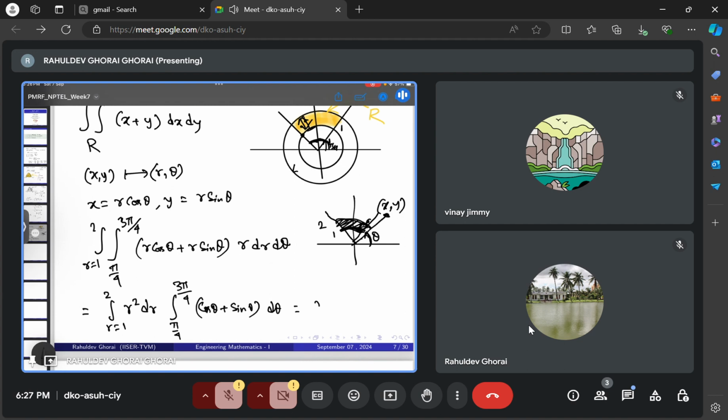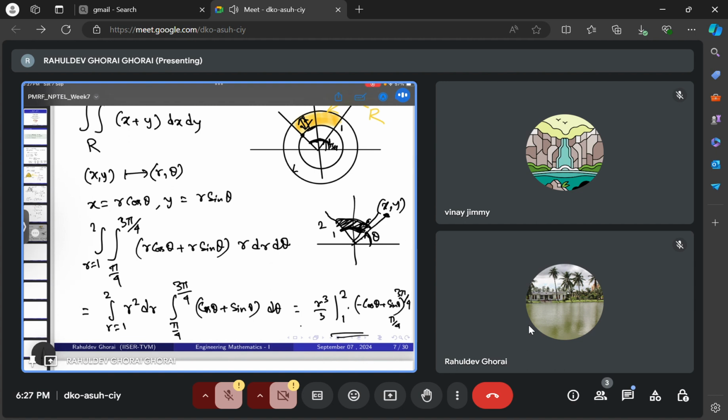So that will be r cube over 3 which will vary from 1 to 2, and minus cos theta plus sin theta that will vary from pi by 4 to 3 pi by 4. So the value will be 7 root 2 by 3 or something, so you just calculate it, but that's how it will be.